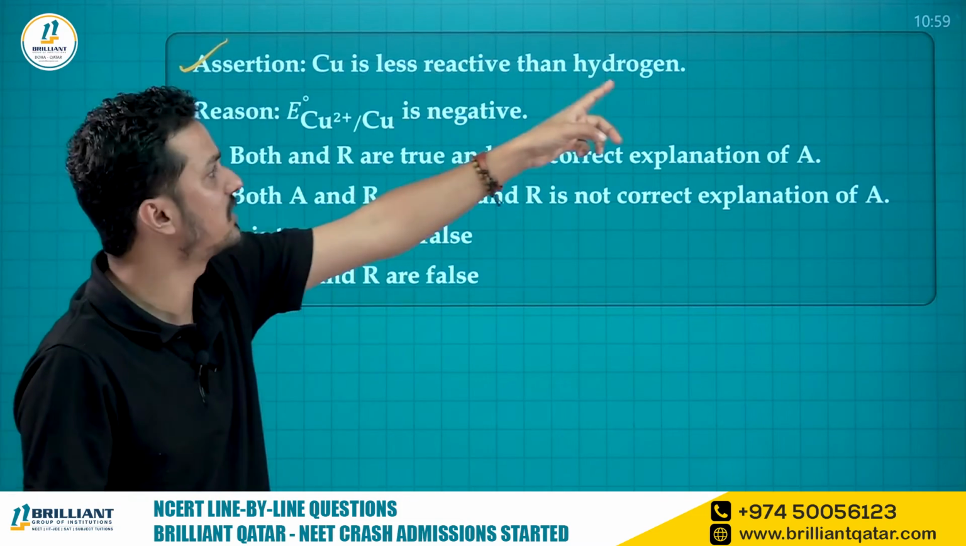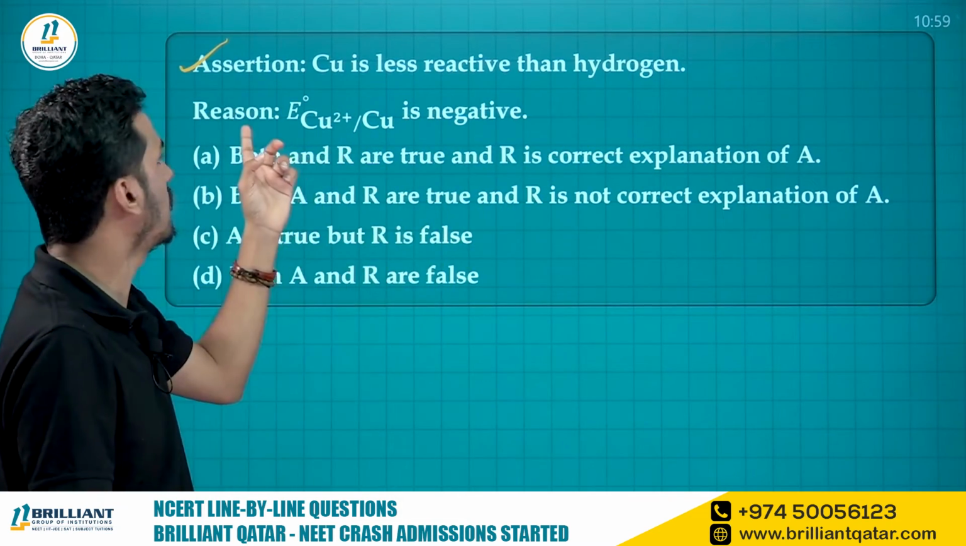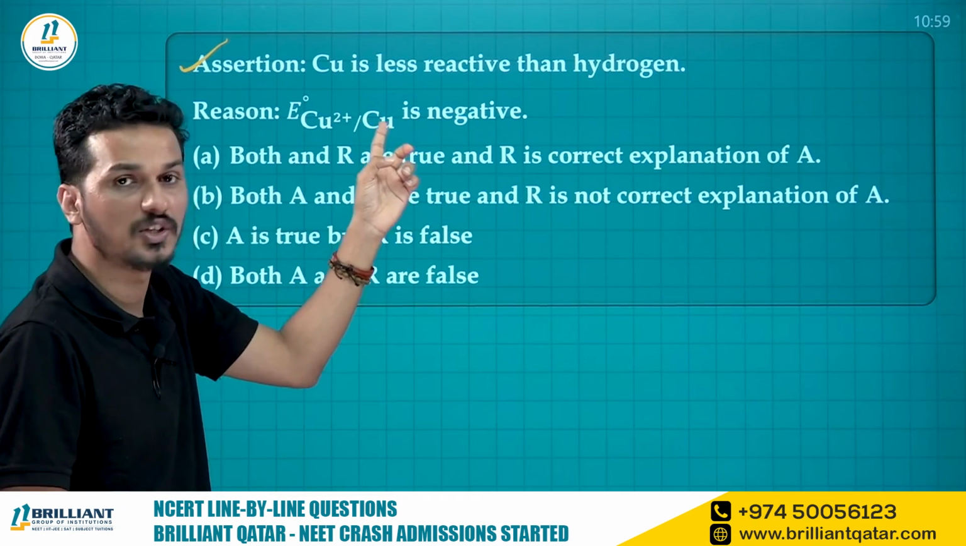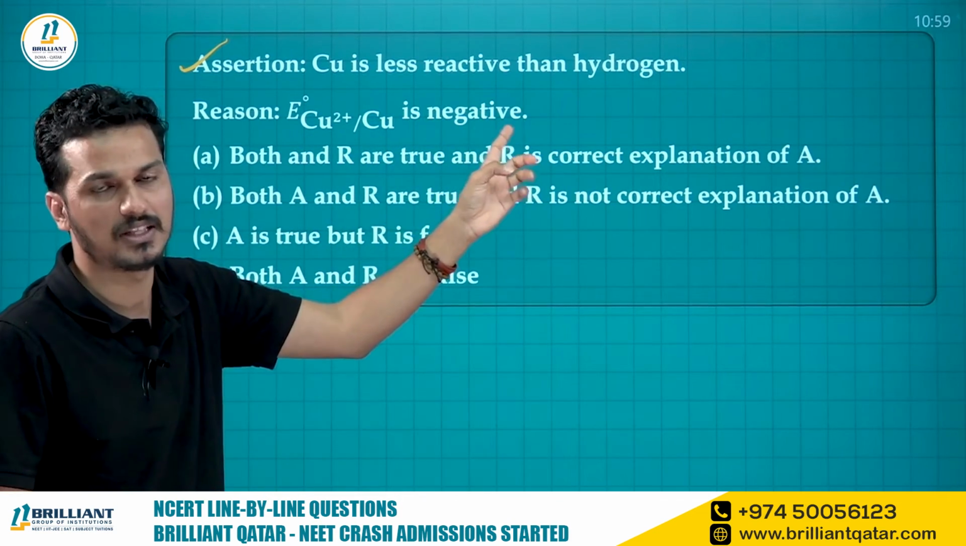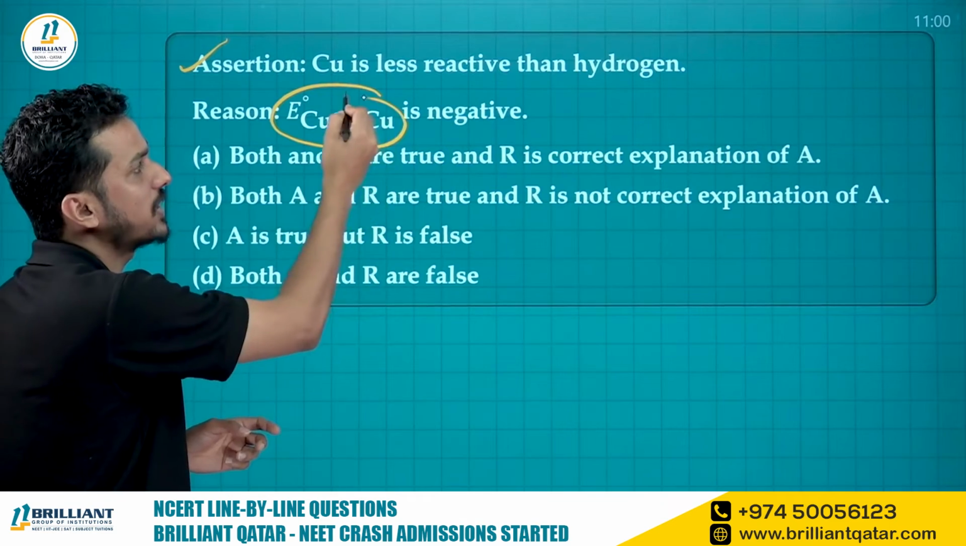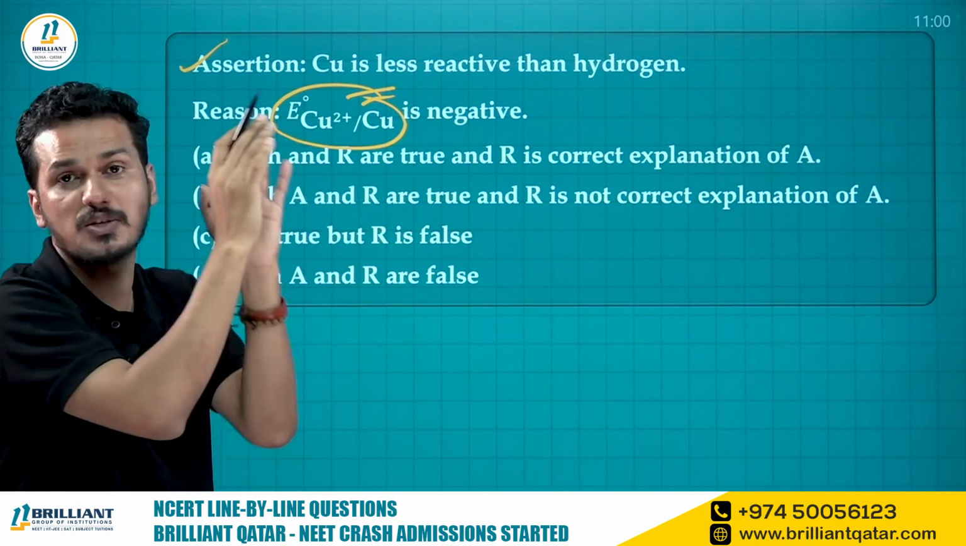Copper is less reactive than hydrogen. That statement is correct. What about the reason? E0 Cu2+/Cu is negative. That is wrong. E0 Cu2+/Cu is +0.34. That is a positive value only.